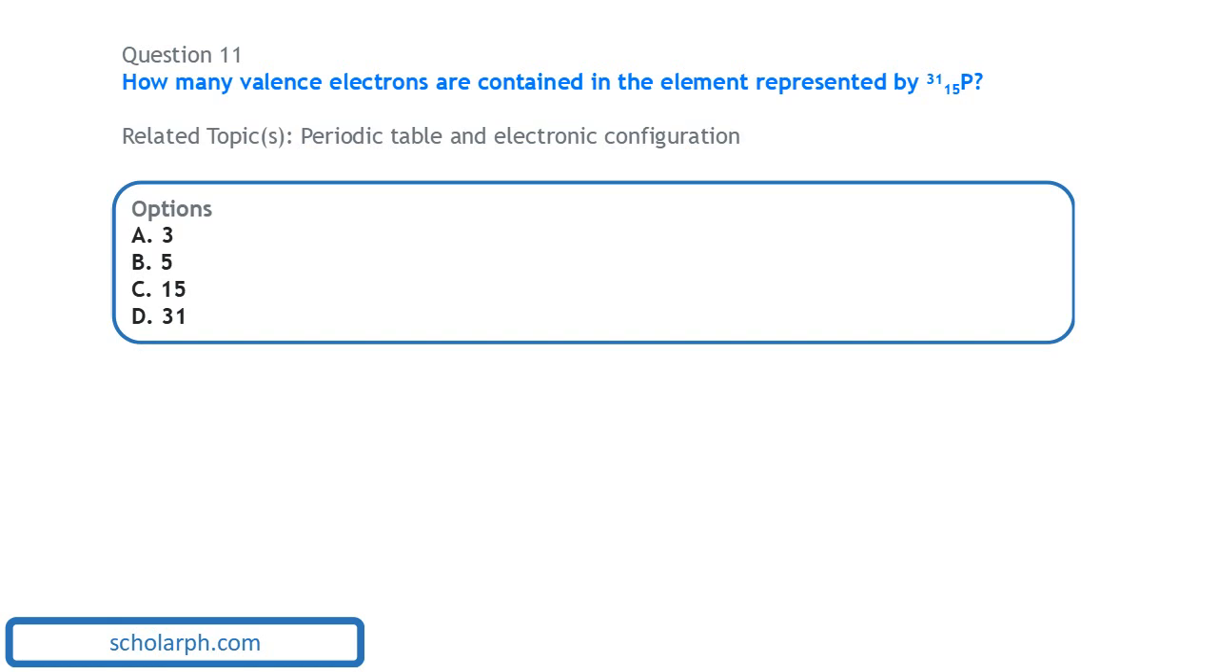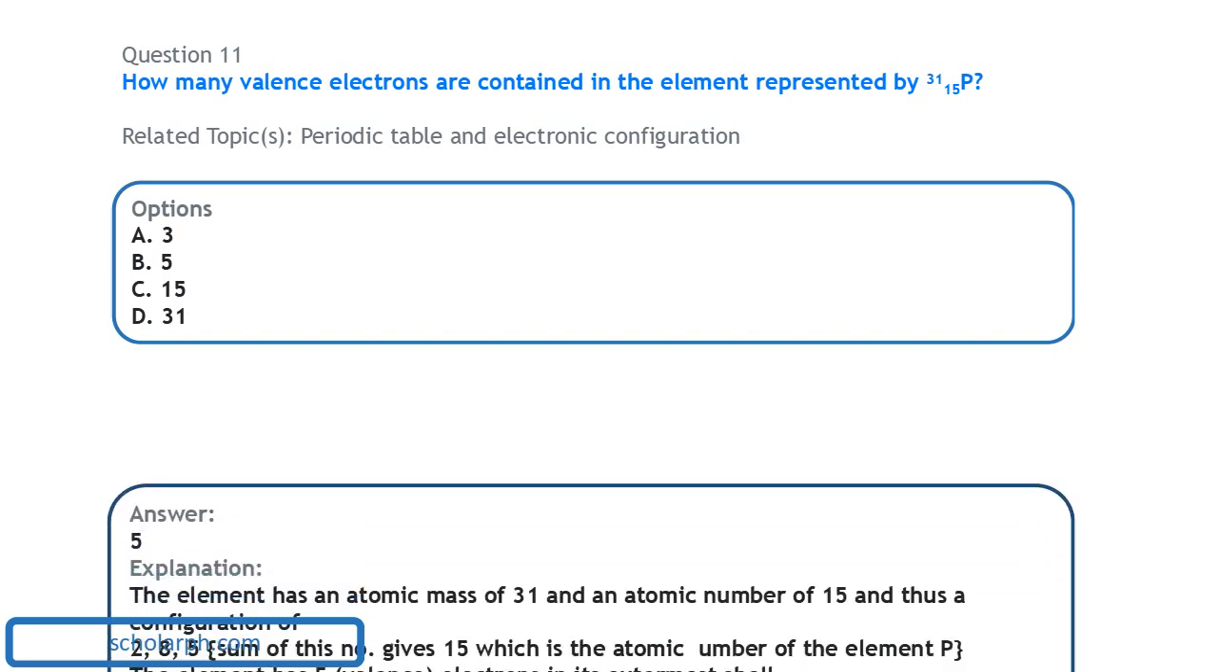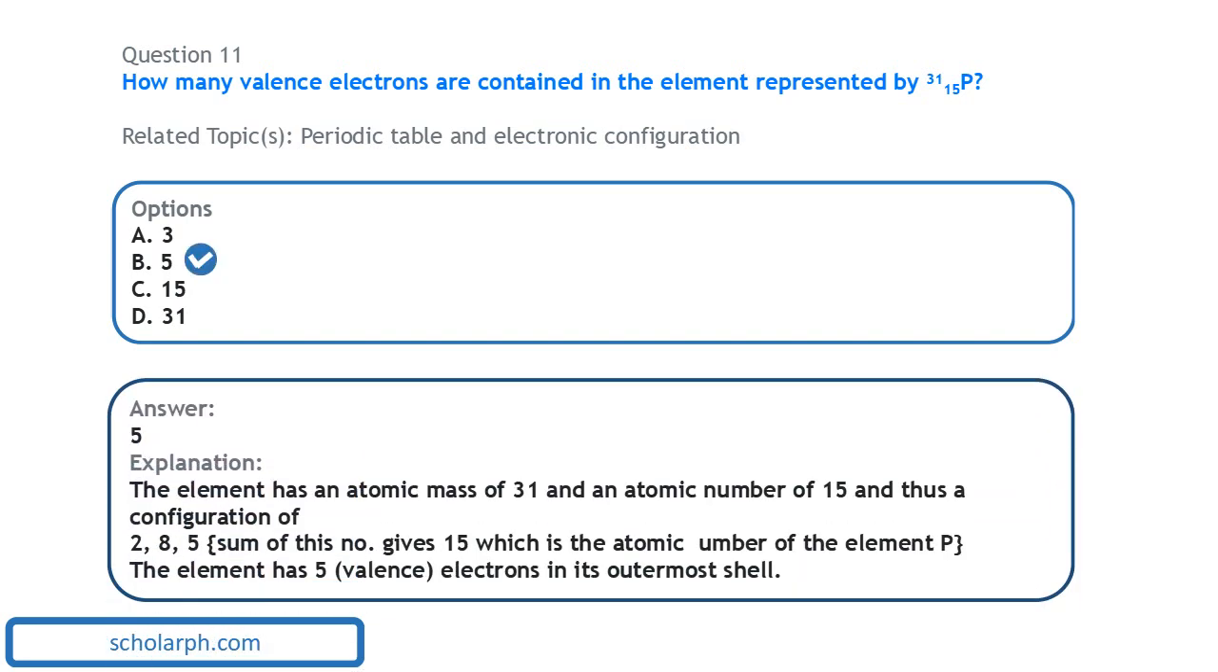How many valence electrons are contained in the element represented by this? This is phosphorus with the atomic number of 15 and atomic mass of 31. What we call the valence electrons are the electrons in the outermost shell of the atom. How do we determine that? We need to first write the KLM configuration of this atom, and to write the configuration we need the atomic number, which is this subscript that we have here, that is 15.